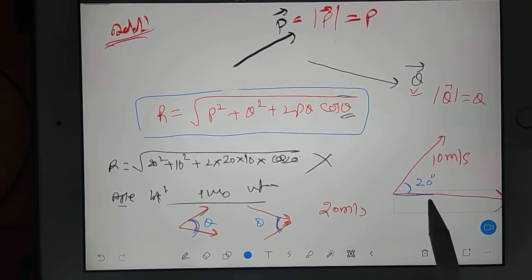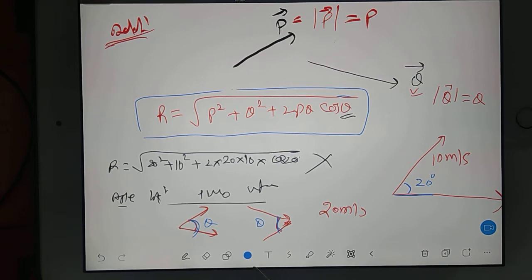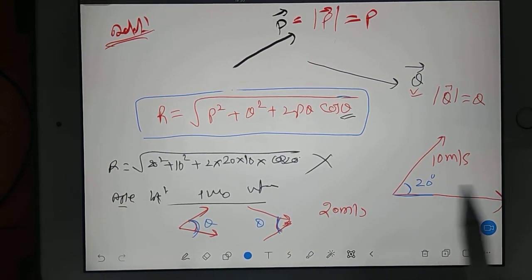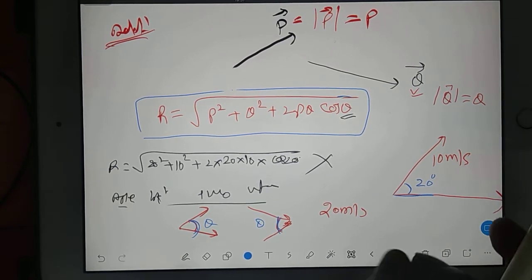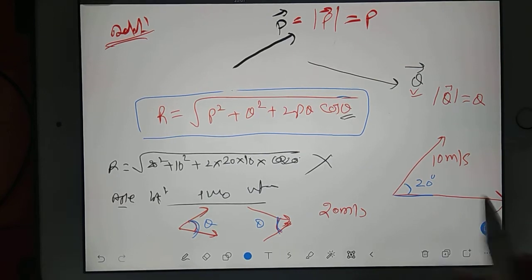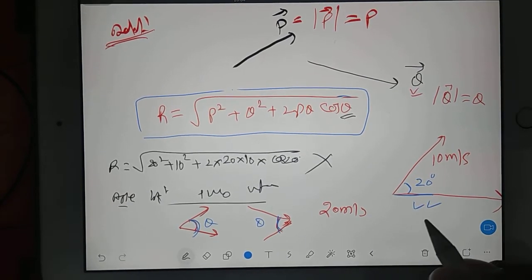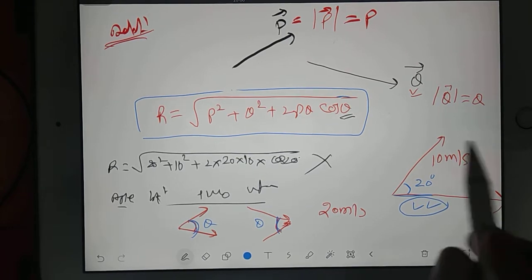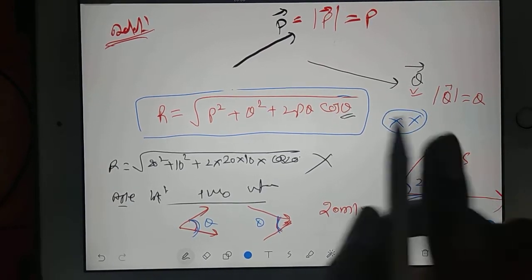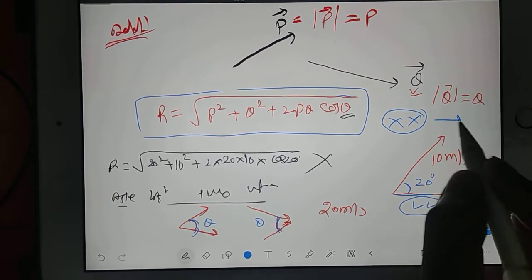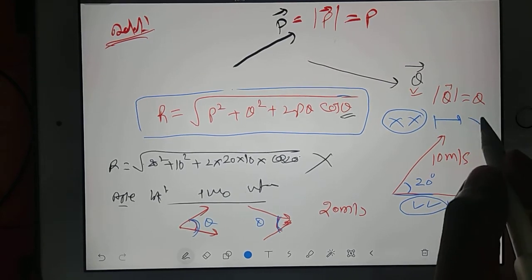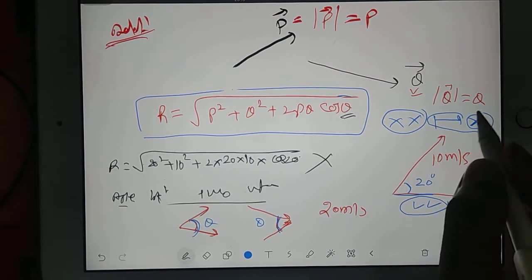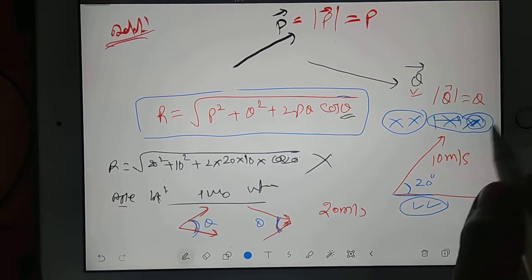See, I hope you are getting what I am trying to say. I am shifting this vector from here to here. So the angle between both the vectors is measured with tail and tail matching. Once the tail and tail are matching, then only you can find the angle between both the vectors. When you are shifting the vector from one point to another point, two things you should not change: the length of the vector, and the direction of the vector. If you are not changing these two things, then your answer is correct.